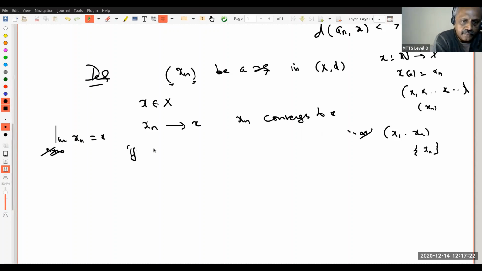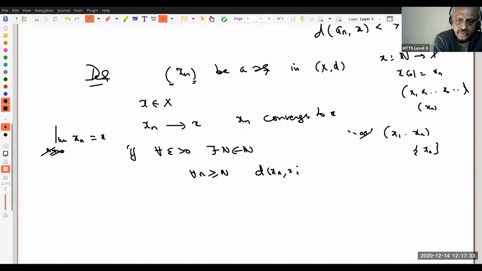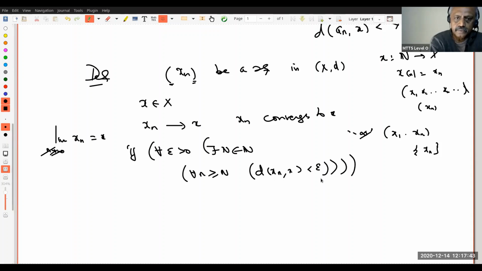If for any given epsilon positive, there is a natural number N, so that for any n greater than or equal to N, the distance between x_n and x is less than epsilon. Usually in metric spaces, we write it like this. There are so many brackets. 1, 2, 3, 4 rows.